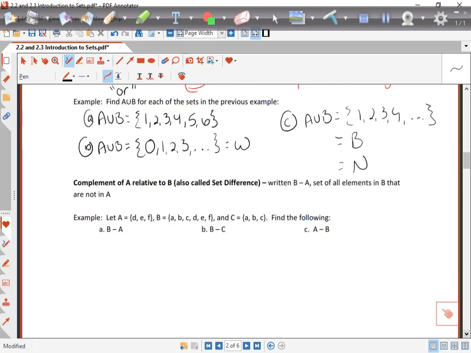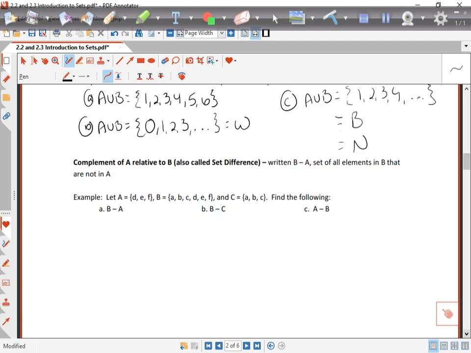The next one is the complement of A with respect to B, relative to B. This is also called the set difference. And we can write it as B minus A. And that's pretty much what you're doing. You're taking all the elements in B and taking away the ones that are also in A. So if we let A equal the letters D, E, F, B is A, B, C, D, E, F, and C is A, B, C, we're going to find these set differences.